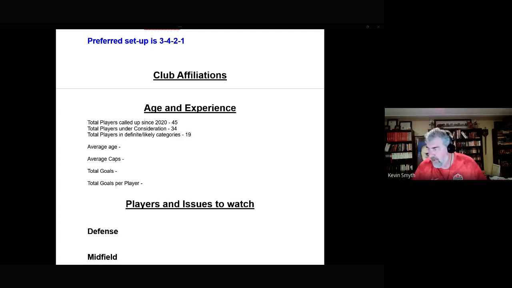And in all, we have 10 players who are 30 or older. So that is 10 of the 34 players in the possible, likely, or definite category. On the other end of the scale, we only have 4 players who are 22 years old or younger, and 7 that are 23 years old or younger. So they tend to be a bit of an older team.